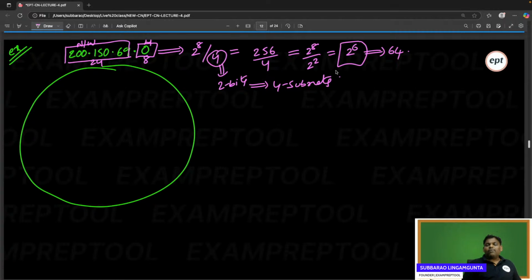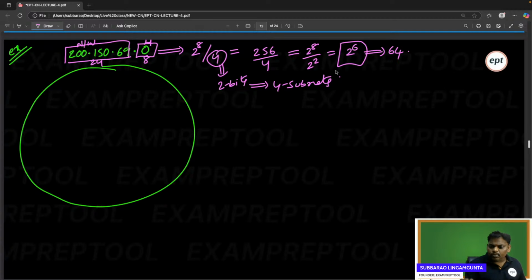Right? 2 power 8 IPs are possible in one network. But I want to make it as 4 subnets. 4 subnets means 2 bits, because 2 square is 4 subnets. So every subnet contains 64 people. 2 power 8 by 2 square, 2 power 6, 64.